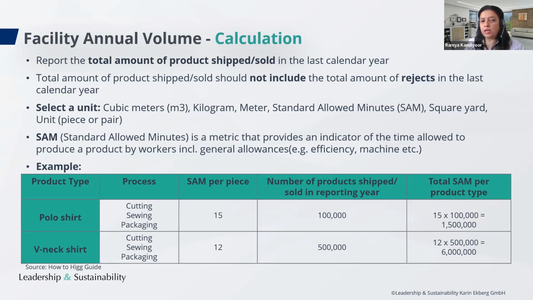You then have to look at the total number of shipped products for that particular category. Here we again have two examples. With the SAM per product, you multiply the SAM per piece by the total number of products to give you the total SAM per product type. You would then sum this for your facility across all the different products you have manufactured, and report it if you are reporting in terms of SAM for a particular year.